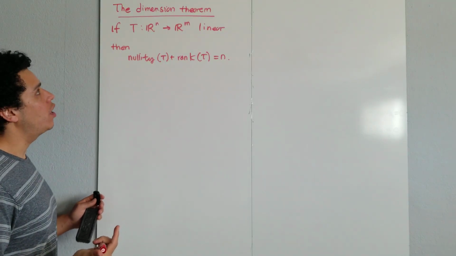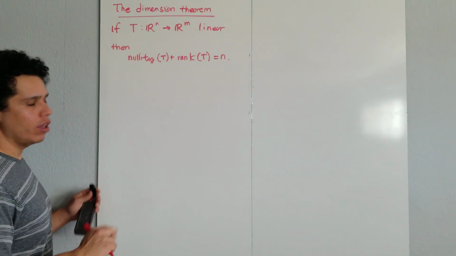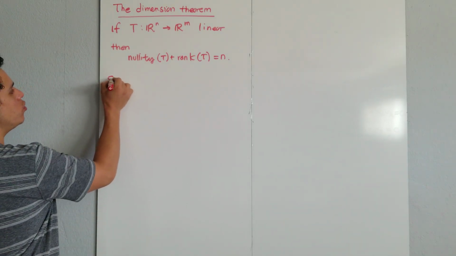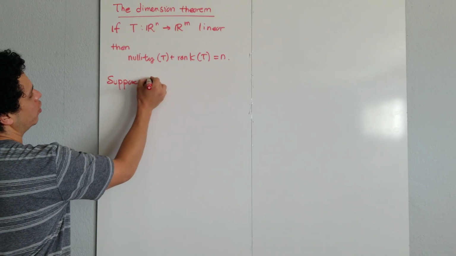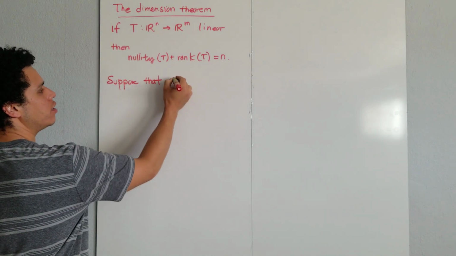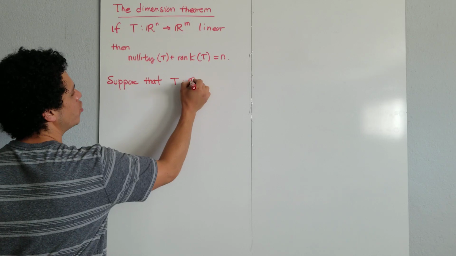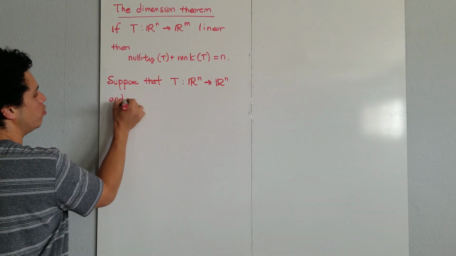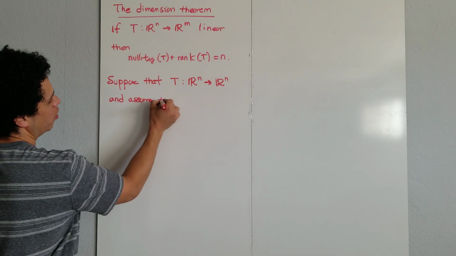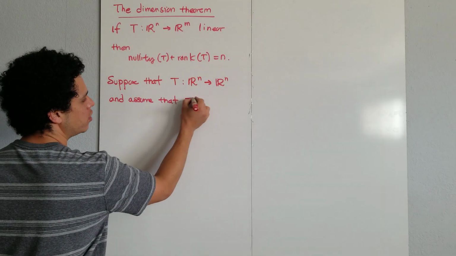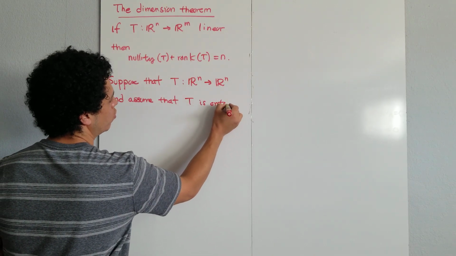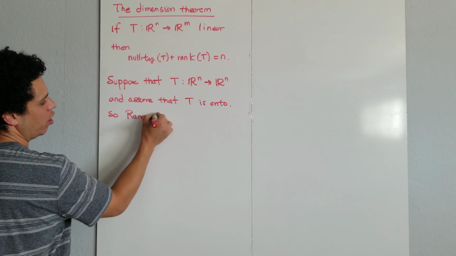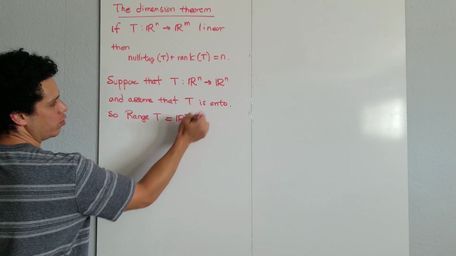So the theorem that we just showed has a name, and it's called the dimension theorem. Let us explore a few consequences of this. Suppose that T is a linear transformation from Rn into Rn, and assume that T is onto. So the range of T is all of Rn, so it's the full space.